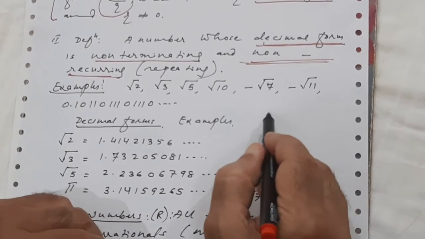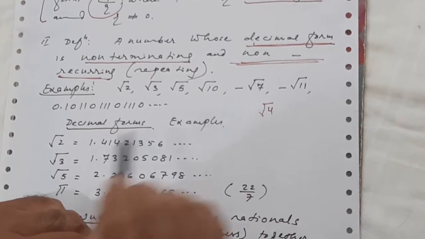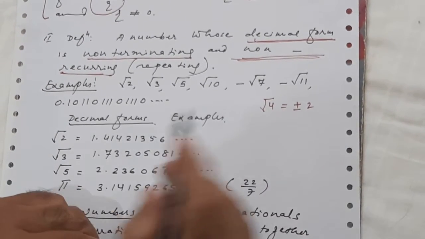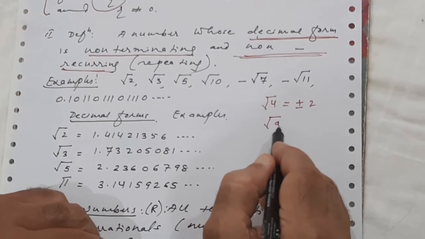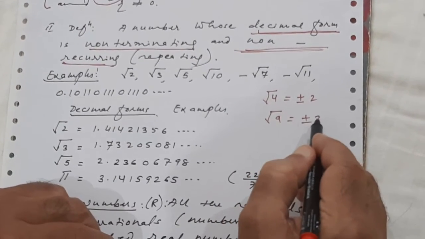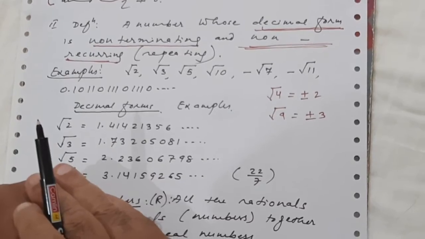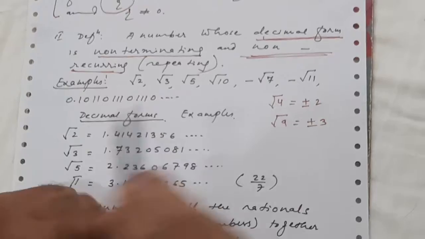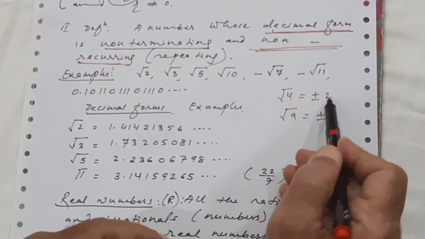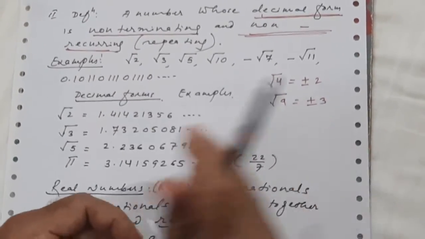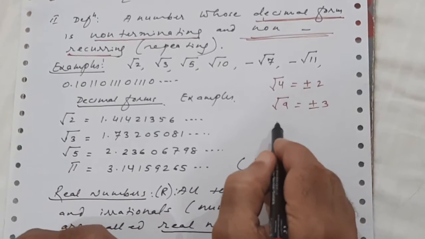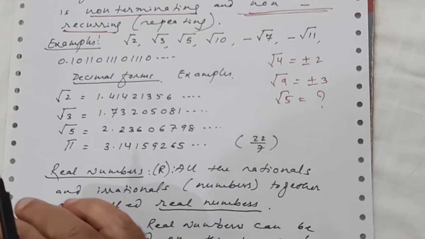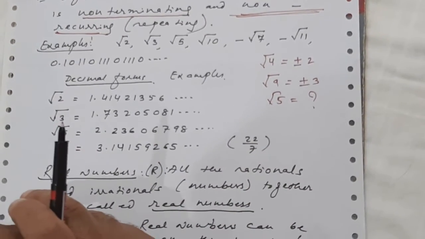Now you know what the square root of 4 is. It is plus or minus 2. The square root of 9 is plus or minus 3. You see that 4 is a natural number and 2 is an integer. So you can say that 4 is a rational number and 2 is also a rational number. 9 is a rational number, 3 is a rational number. Now what about root 5? Root 5 cannot be expressed in this form. It will be in a decimal form.